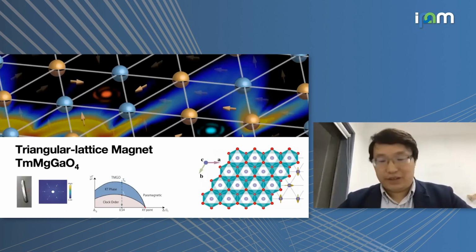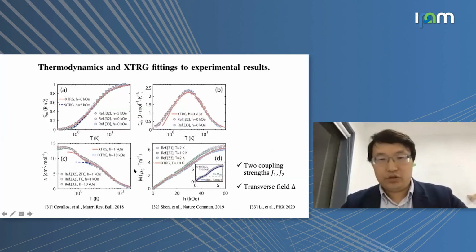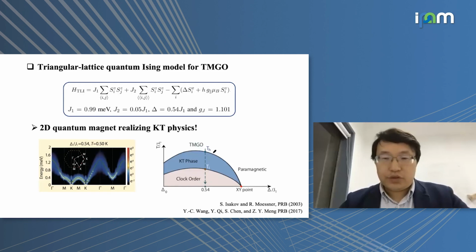Okay, for 2D, the 2D materials are more challenging. And this is the triangular-lattice cerium magnesium gallium oxide. So this is a triangular transverse field Ising model. These are the thermal data from different groups. We plot them together and find the agreement with each other is rather good. And with the fitting, we can actually decode its Hamiltonian like this with the parameters here.